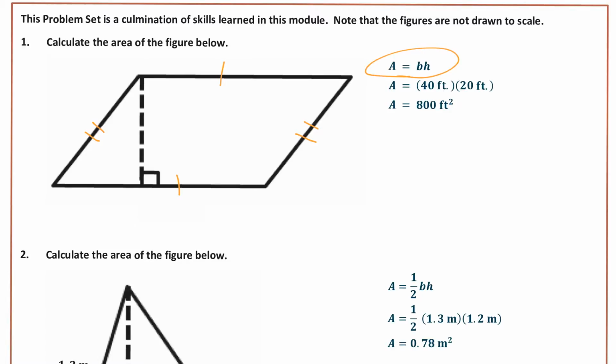This doesn't have those numbers on there. I think it was 40 and it said 20 over here. So it's just 40 times 20 to get 800. It's the same for parallelograms, squares, and rectangles. As long as the two opposite sides are parallel, it's just base times height.